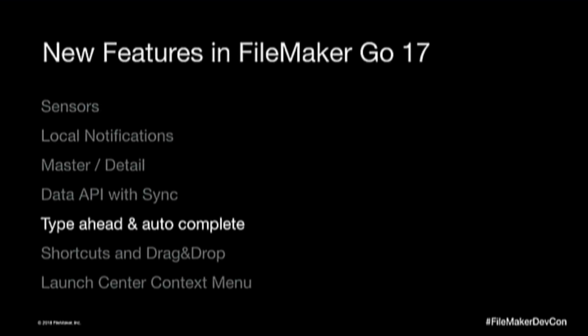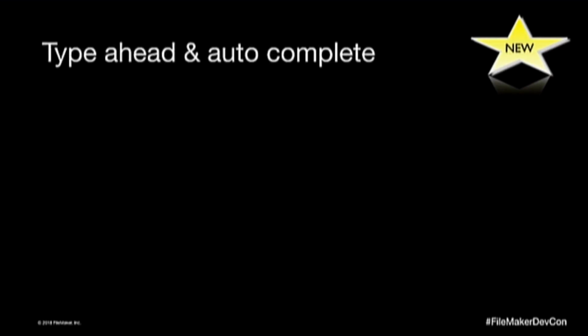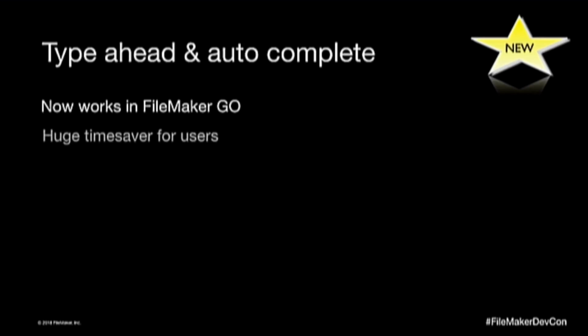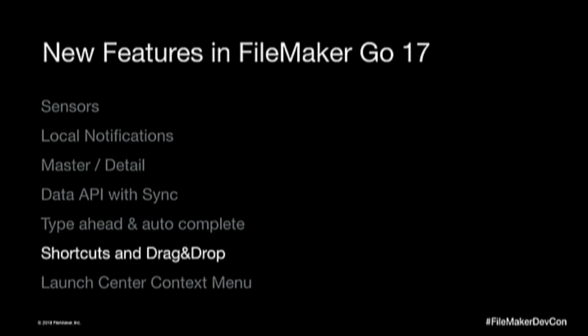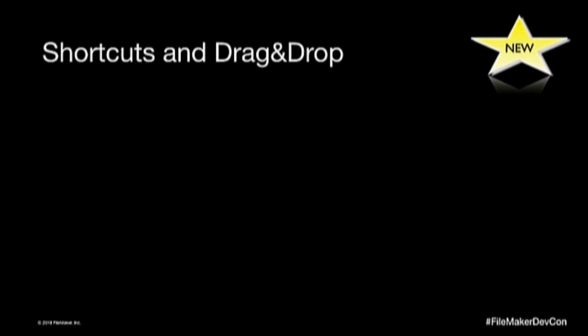Okay, so one of the next features is type ahead and autocomplete. This is a huge time saver, and it works now in FileMaker Go. Type ahead helps narrow down a value list, and autocomplete makes selections fast. The next one, and there's a reason I'm jumping to the next one immediately, I'll come back with a video showing these features.